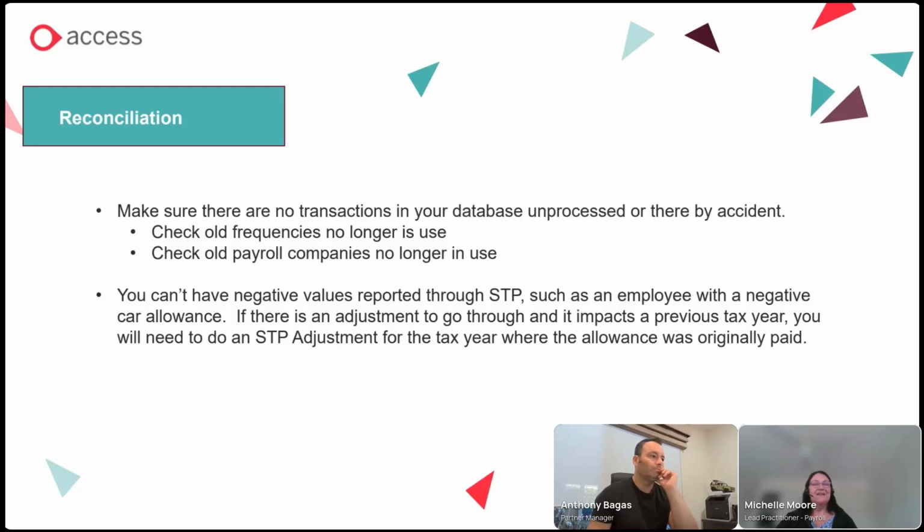So just a reminder, if you do have any reversals that need to go through, if it impacted the previous year, you've got to go through and do an STP adjustment and correct it for that previous year. You can't just pop it through in the current year. It will error.